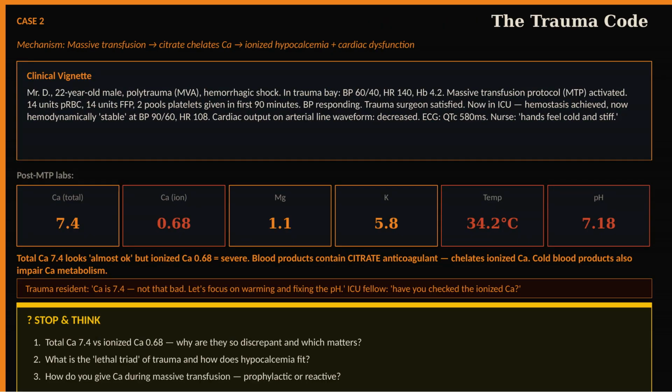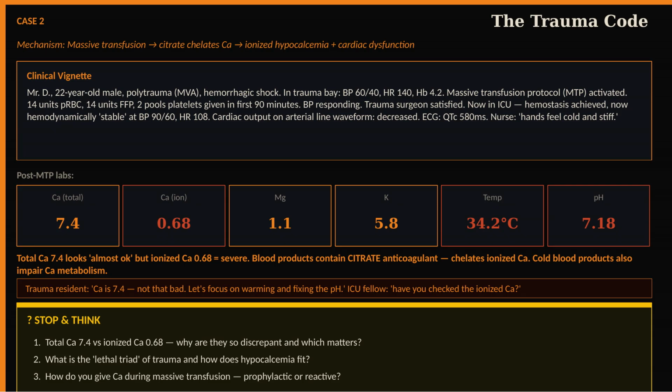Mr. D, 22, polytrauma, hemorrhagic shock. In the trauma bay, pressure 60/40, heart rate 140, hemoglobin 4.2. Massive transfusion protocol activated. 14 units of red cells, 14 of plasma, 2 pools of platelets in the first 90 minutes. His pressure responds, the surgeon's satisfied, and he comes to the ICU stable at 90/60.